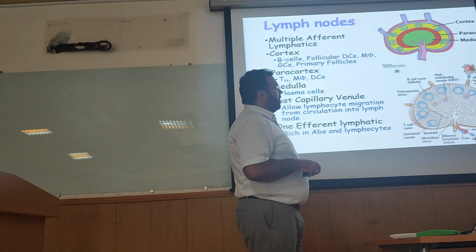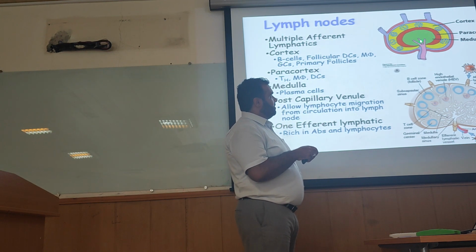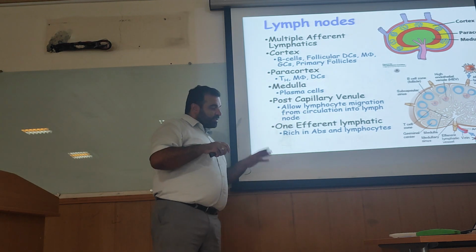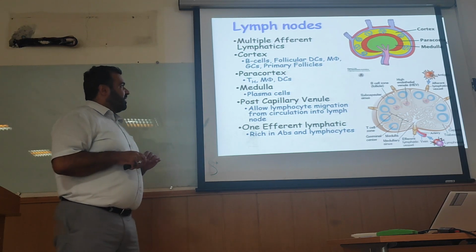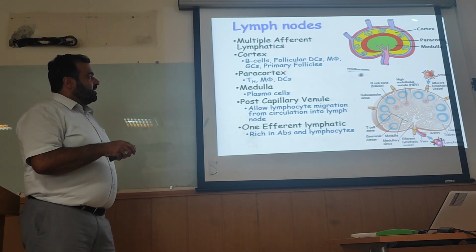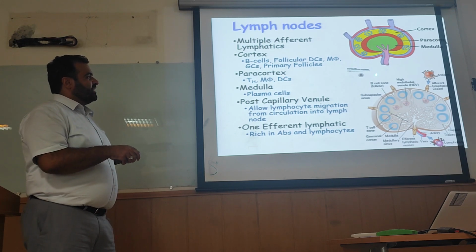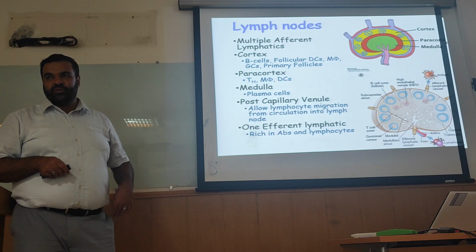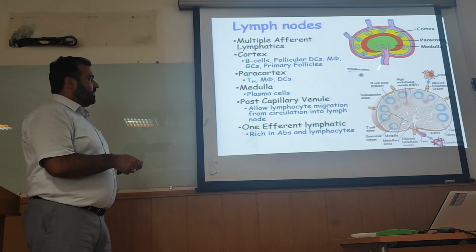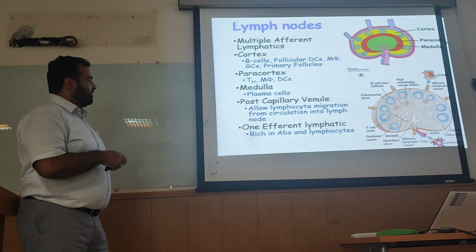This is a cartoon of a lymph node. You can see that it's made of cortex, paracortex, and medulla in the middle. What happens in each of them, they talk to you about in the B cell development lecture. But in basic terms, a lymph node has multiple entry points called afferent and one exit lymphatic called efferent. E for exit, this is how I remember it: exit, efferent. So one exit, multiple entries to the lymph node, and in the cortex we have B cells, dendritic cells, macrophages.